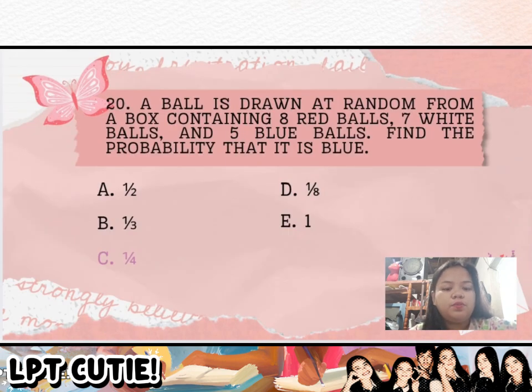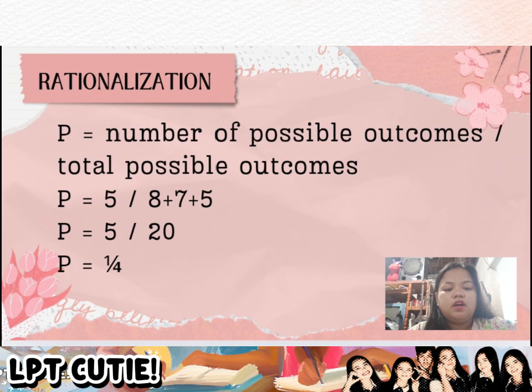So how can we get this answer? We are going to use P, or the probability, is equal to the number of possible outcomes divided by total possible outcomes. The number of possible outcomes is 5, since we are going to find the probability that it is blue. To find the total possible outcomes, we add 8 plus 7 plus 5, so we have 20. So P is equal to 5 over 20. Is it the final answer?